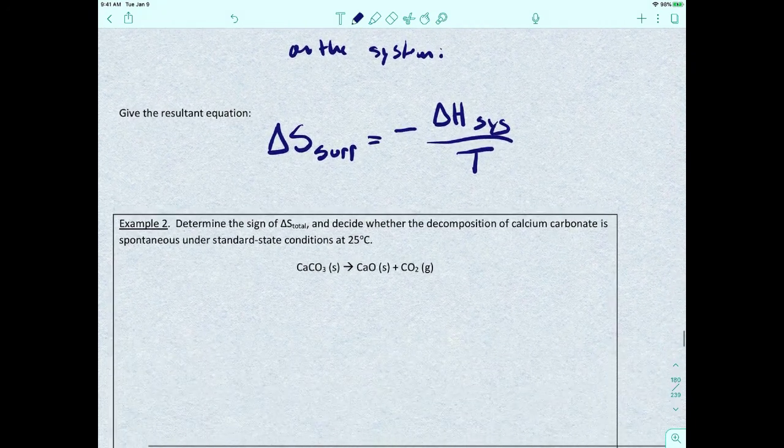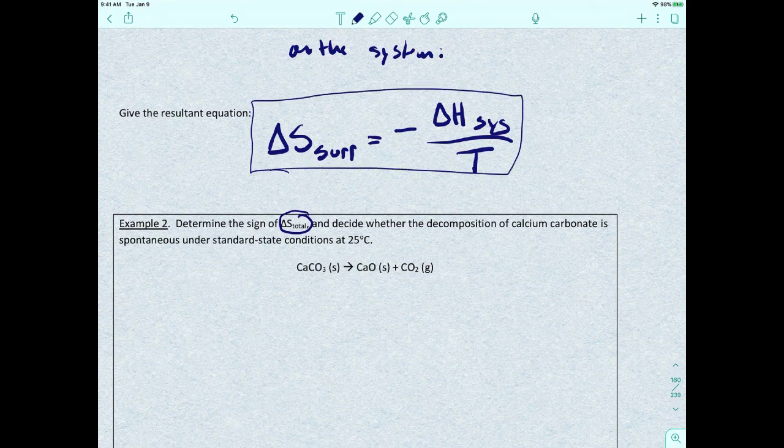So here's our problem now. Determine the sign of the total change in entropy and decide whether the decomposition of calcium carbonate is spontaneous under standard state conditions at 298 K. All right. So we want to use this equation that we just got.